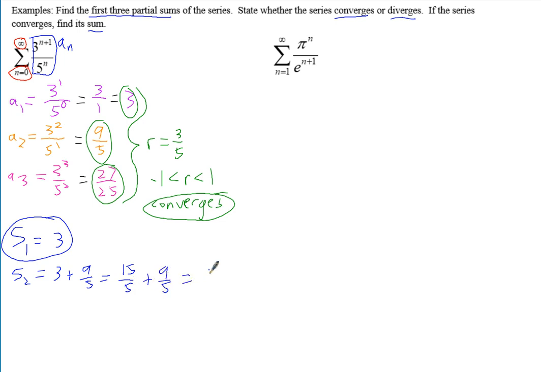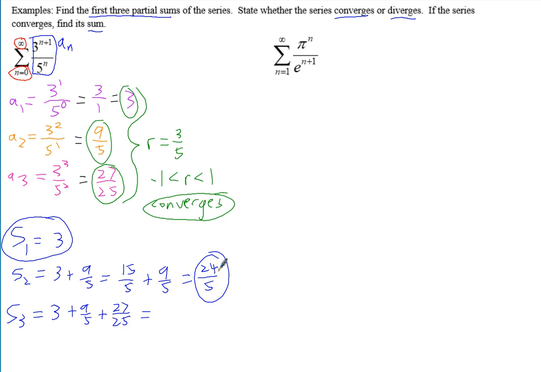Gives you 24/5. So that's your second partial sum. And then the third partial sum is the sum of the first three terms. So 3 plus 9/5 plus 27/25. So now we get a common number of 25.